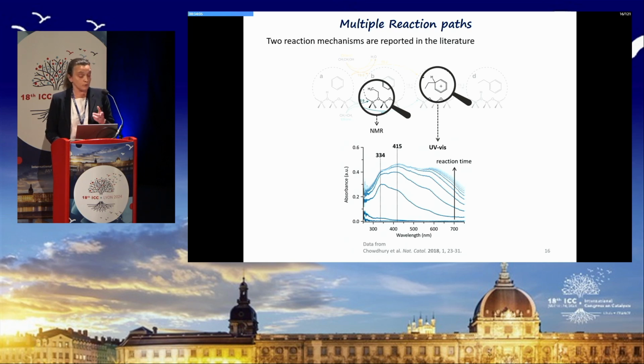Before showing you the results of the dynamics, I also want to point you to an experimental study that has been done in the group of Bert Weckhuizen, where they did NMR and UV spectroscopy, and they found evidence both for the Wheland intermediate and also for the ethoxide species. So how did we tackle this problem?